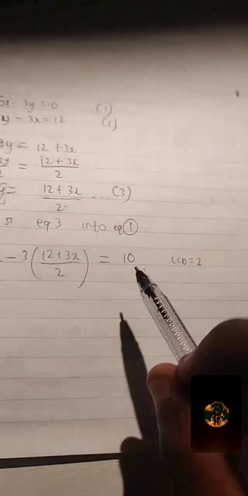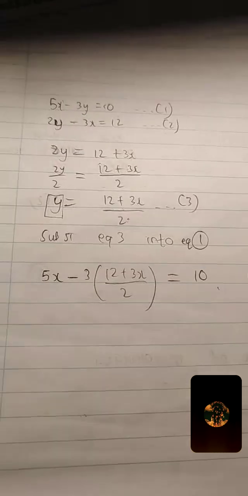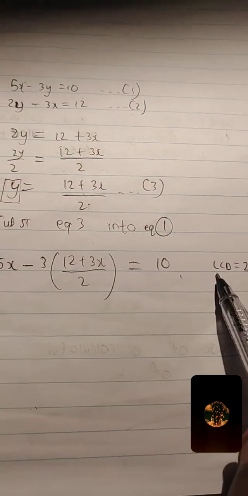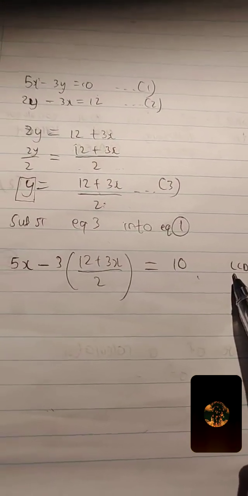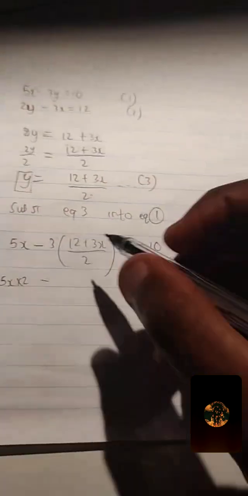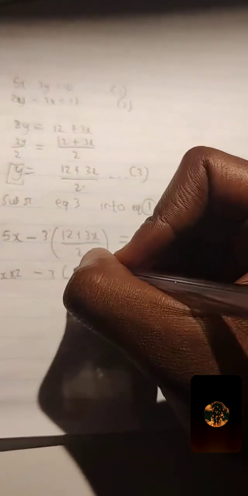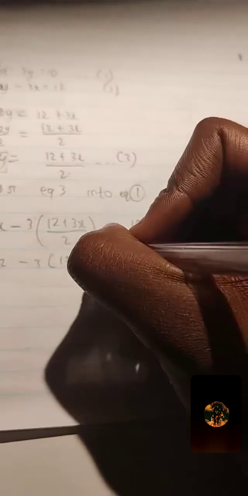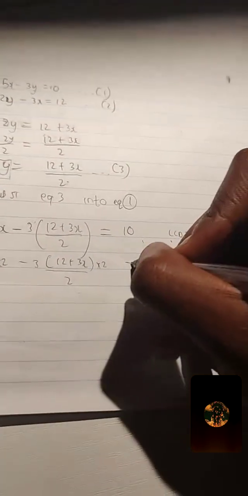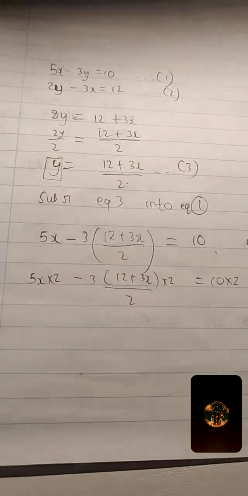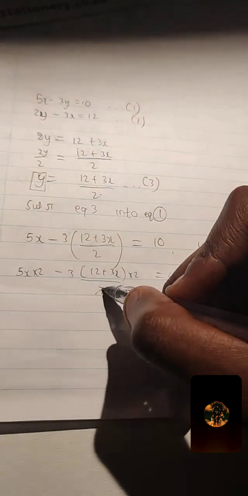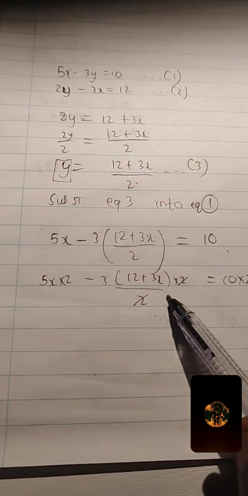So then that means you are going to multiply all the terms by that LCD, which is 2. So 5x, I'm going to multiply by 2. The negative 3 into the bracket, I'm going to multiply everything by 2. And then the 10, I'm going to multiply by 2. When that happens, this denominator cancels out, which is what I want to do.